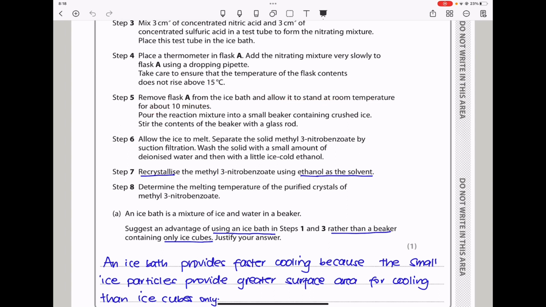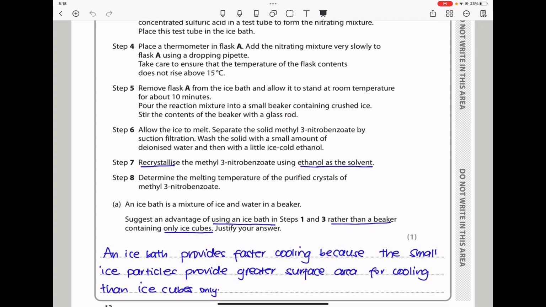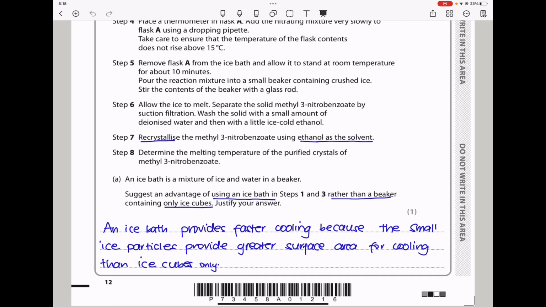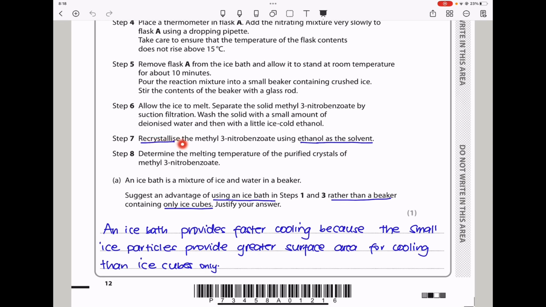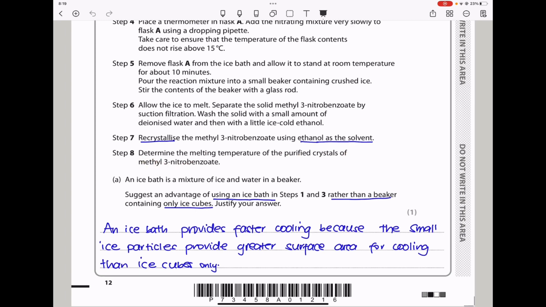Then remove flask A from the ice bath and allow it to stand at room temperature for about 10 minutes, and pour the reaction mixture into a small beaker containing crushed ice. Then stir the contents of the beaker with a glass rod. Allow the ice to melt, separate the solid methyl 3-nitrobenzoate by suction filtration, and wash the solid with a small amount of deionized water and then with a little ice-cold ethanol. Then recrystallize the methyl 3-nitrobenzoate using ethanol as the solvent. Then determine the melting temperature of the purified crystals of methyl 3-nitrobenzoate.